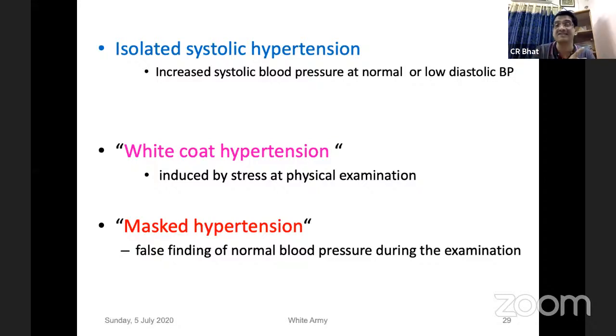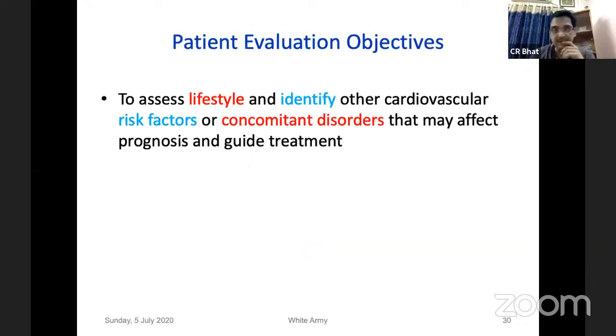Now you need to suspect masked hypertension. You need to record there is a false finding of normal blood pressure during examination. Okay. Now, we need to subject such patients, both white coat hypertension and masked hypertension, to 24-hour ambulatory blood pressure monitoring to unmask this thing. Okay.